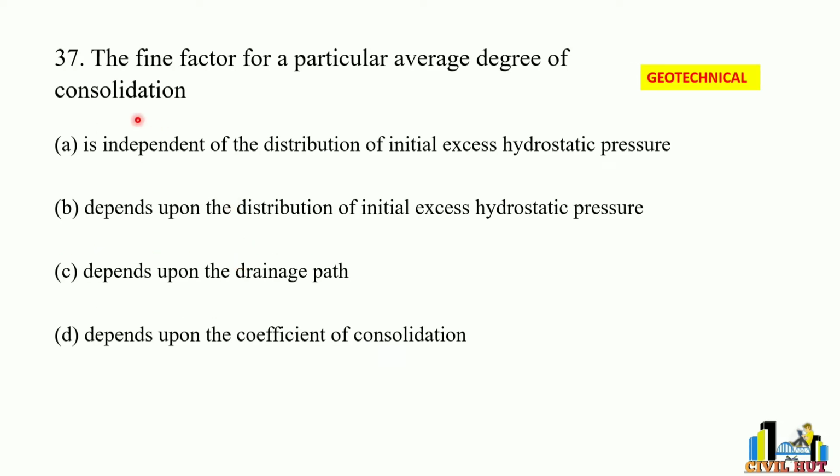Next question: the time factor for a particular average degree of consolidation. I think this is the time factor. This question came wrong in the exam, so they gave 3 answers for it. B, C, D are the answers for this question. I think this is the time factor for a particular average degree of consolidation. So these are the 3 answers for this question.